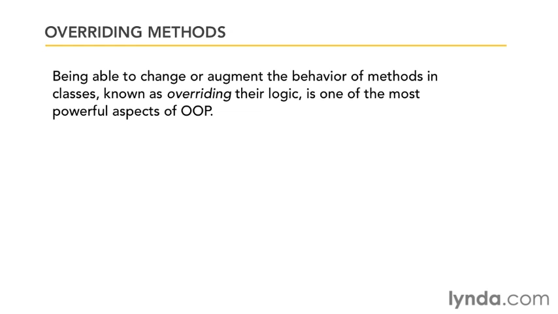A very close cousin of overloading methods is called overriding methods. In overriding methods, you basically get to change or augment the behavior of methods in classes, and this is called overriding their logic. It's one of the most powerful things of object-oriented programming, and it really helps you when you want to encapsulate your logic in your objects and separate the behaviors of different objects from each other.